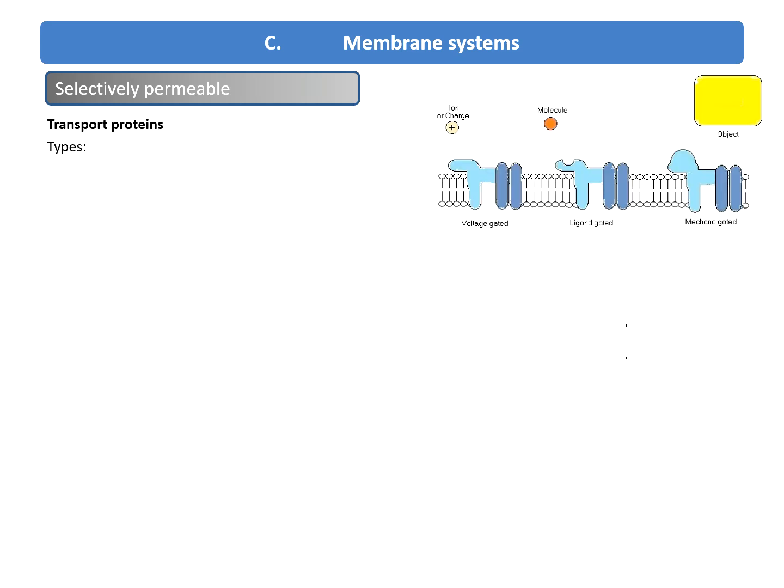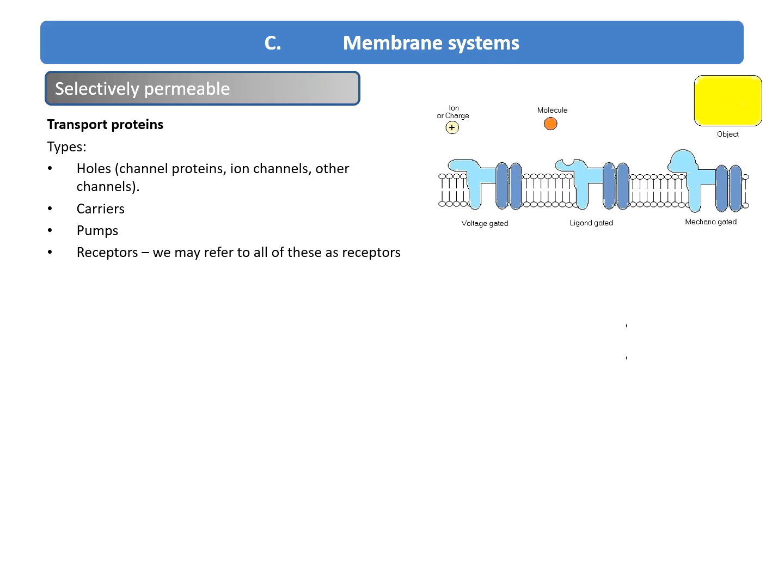Transport proteins come in several types. Some are holes. They may be channel proteins, ion channels, or other channels. Some are carriers, pumps, receptors. I may use these terms interchangeably, and they generally refer to the same functional protein.